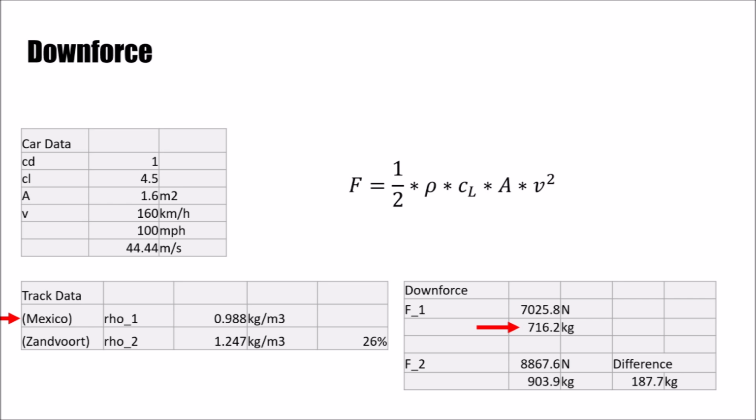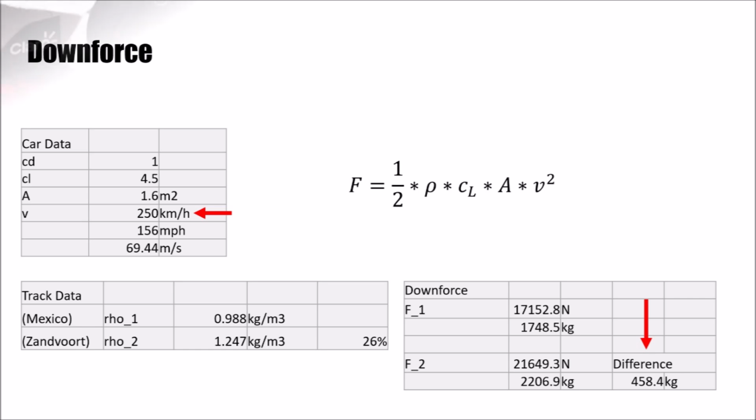Because of the lower density, we are lacking almost 190 kg of downforce with the same car, the same setup, at the same speed. If we then look at a high-speed corner at around 250 km per hour, it becomes even more significant. We are now lacking over 450 kg of downforce. And again, same car, same setup, same speed.